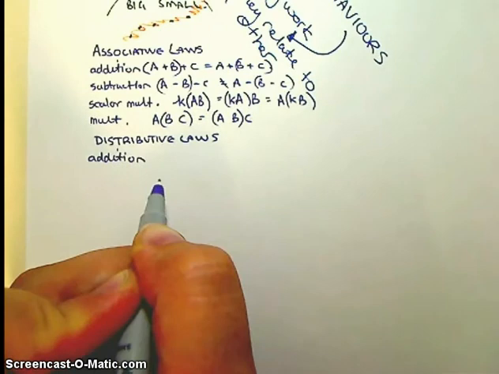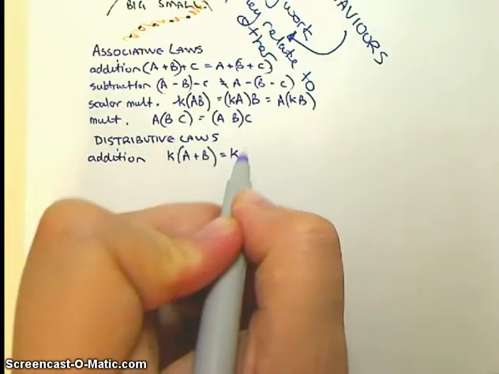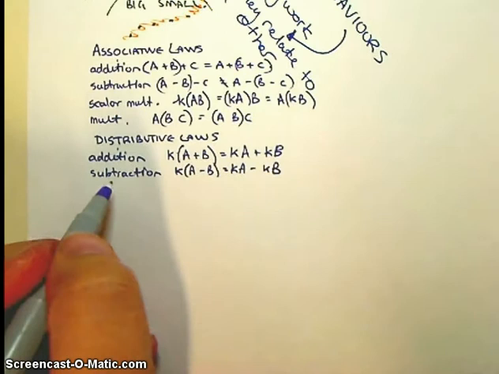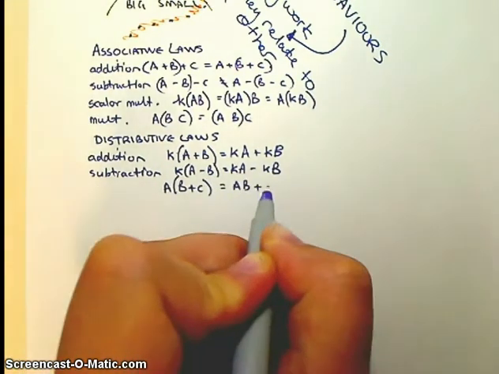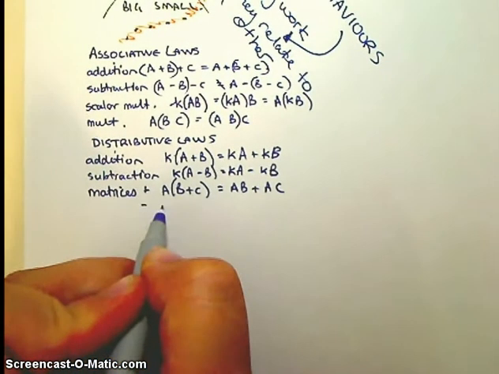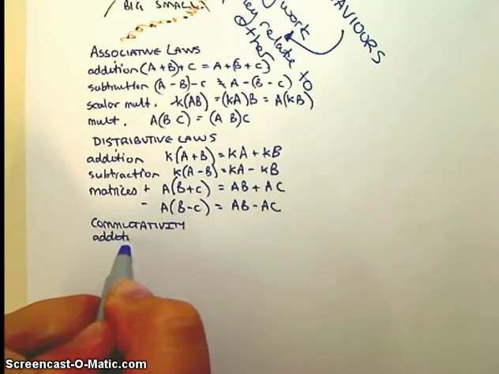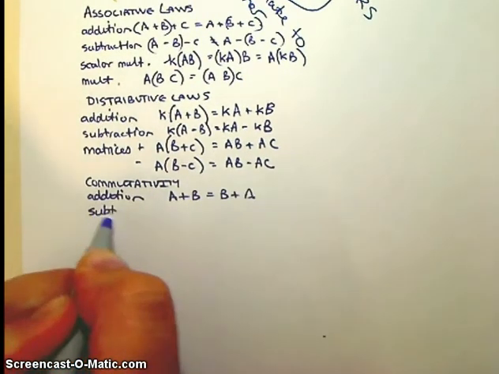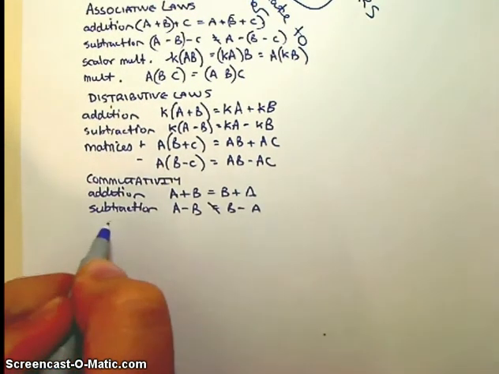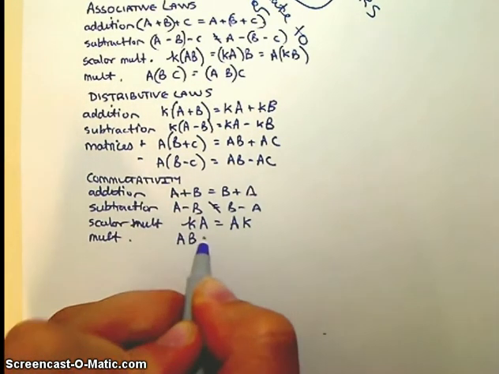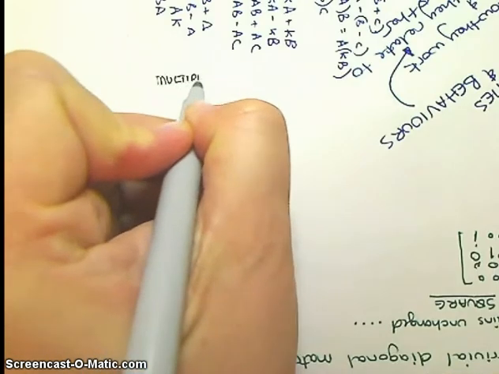The distributive law is when we're distributing out over brackets. That's kind of like what you were used to in algebra when expanding brackets. You can see that it's true using scalar multiplication with addition and subtraction. It's also true for matrix multiplication with addition and subtraction. Commutativity is when we change the order, we want to see if things still hold. So you can see that it's true for addition but not subtraction, true for scalar multiplication but not true for matrix multiplication.